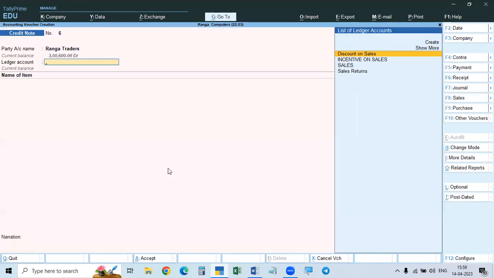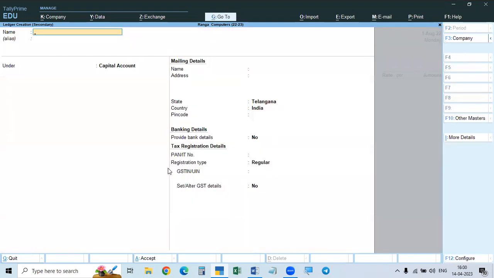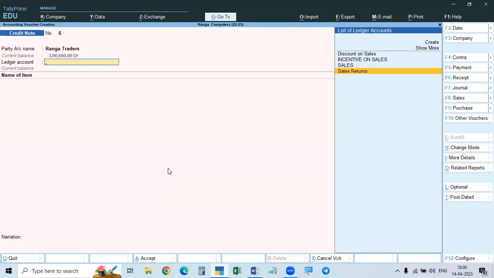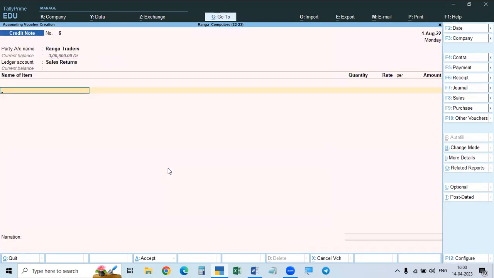Now it is called the goods returned to us, sold goods are returned. They are called sales returns. Sales and sales returns both, sales returns you have to create. If there is no account, by pressing Alt C, we have to create sales returns, and the group will be sales account only. For sales and sales returns, the group is sales accounts. For purchase and purchase returns, the group is purchase accounts. So here, it is already created.